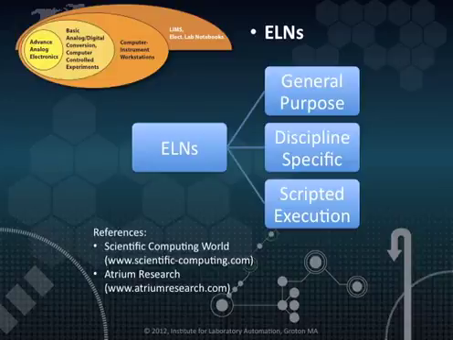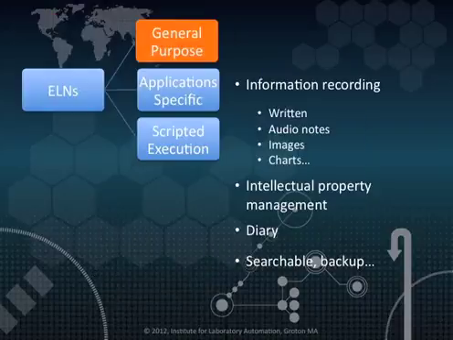This is a dynamic area of product development, and saying too much about specific products is likely to put that material out of date quickly. On the screen you see two references that have done a good job of keeping information about these products up to date. Electronic laboratory notebooks consist of three classes of products. They include general purpose, discipline specific, and script execution systems.